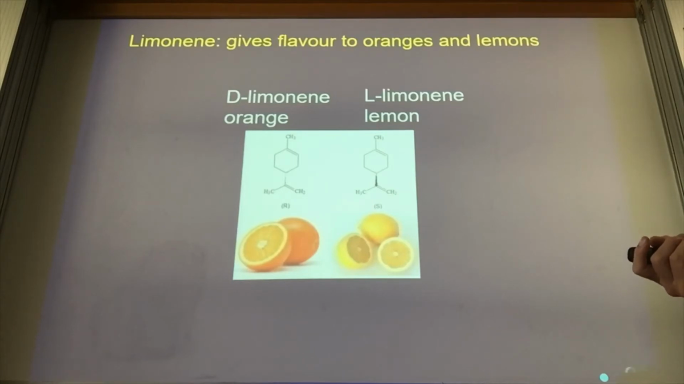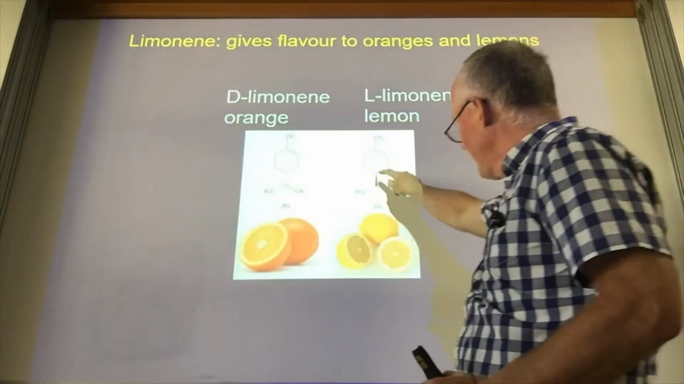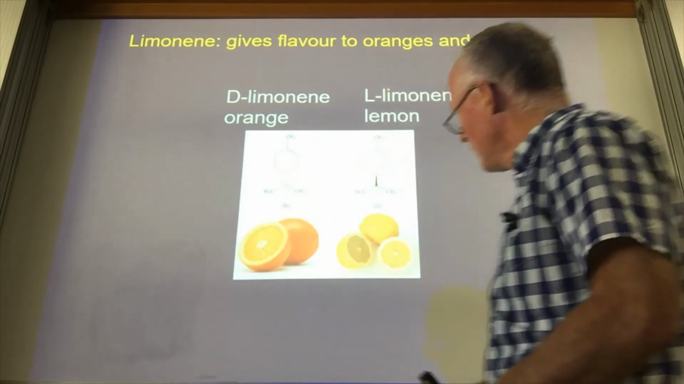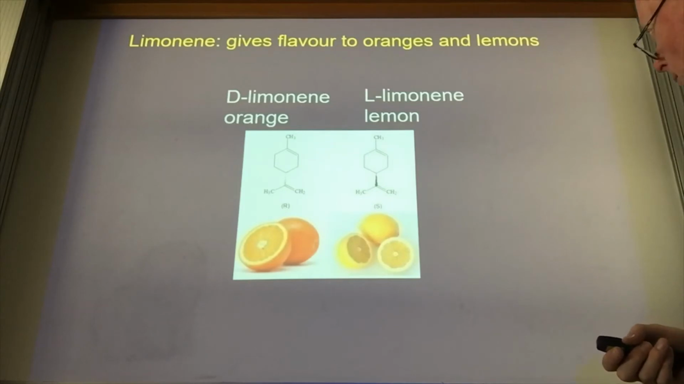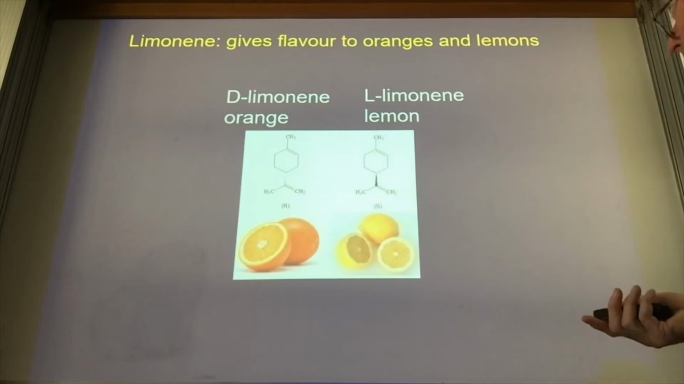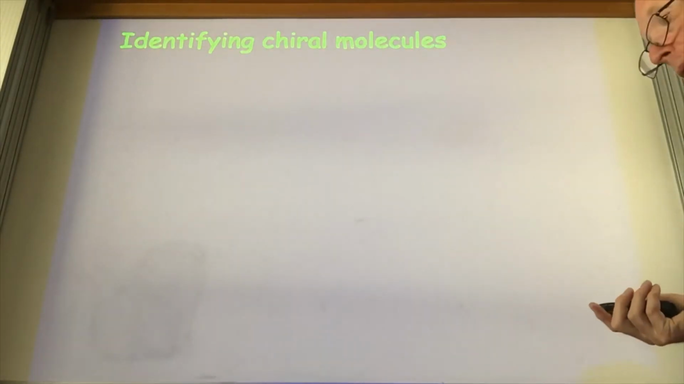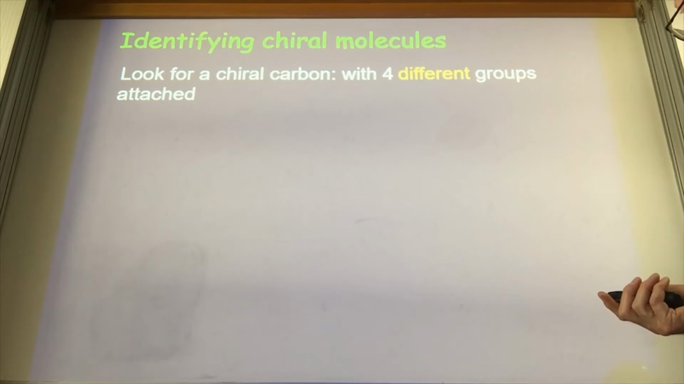So some simple examples of chirality. The difference between orange flavour and lemon flavour in large part is that this particular carbon here is chiral. So one arrangement in space produces an orange flavour, the other arrangement in space produces a lemon flavour. So identifying chiral molecules: look for a chiral carbon, that is a carbon with 4 different things attached.